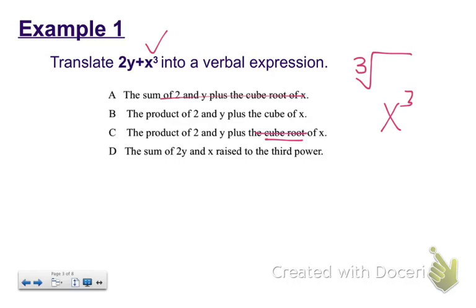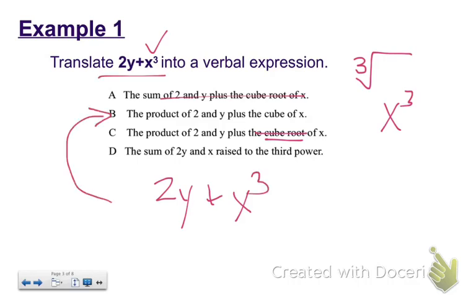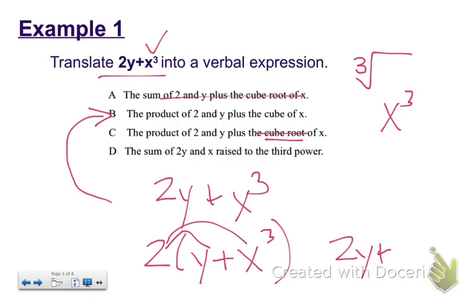Okay, so this is where you've got to be careful, because the sum of 2y and x raised to the third power, well, that looks like what we're looking for. The product of 2 and y plus the cube of x is technically 2 times y plus x cubed. So there's a difference there, because if you were to distribute the second one, it would be 2y plus 2x cubed. So that's what makes it D and not B. And that's something you just have to practice.